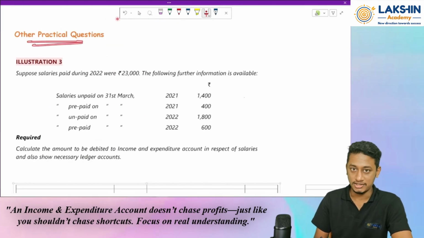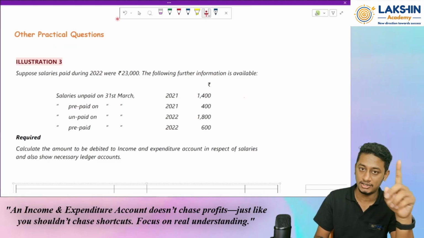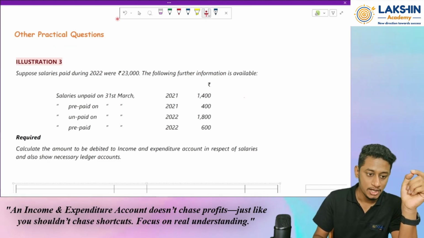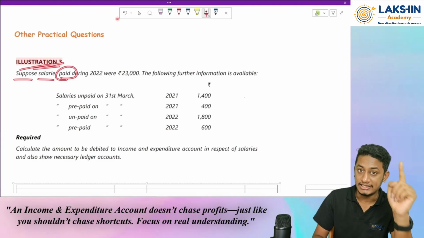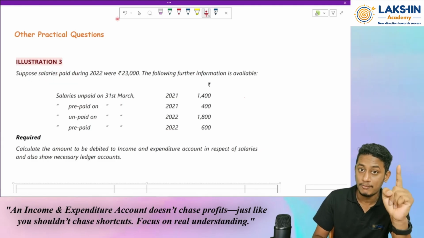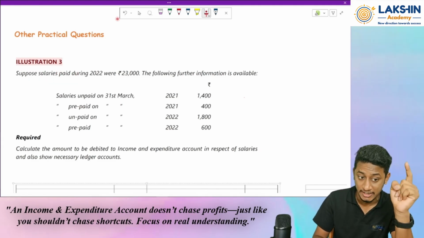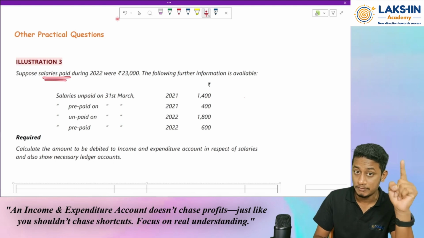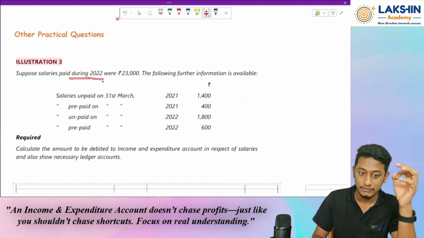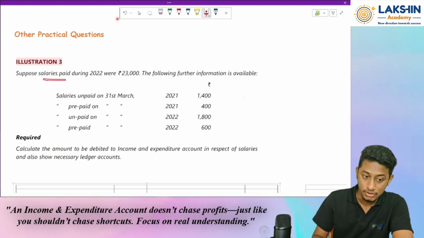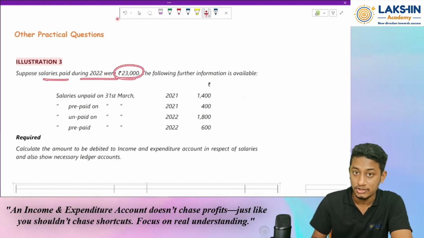Now look at some questions that are given in your illustration and the last part of the textbooks. So we have illustration number 3. Suppose salary is paid. So at this time we are not talking about the income, we are talking about the expenses, because salaries have been paid during 2022. Rupees 23,000. So we have paid a total salary of rupees 23,000 for the whole year.